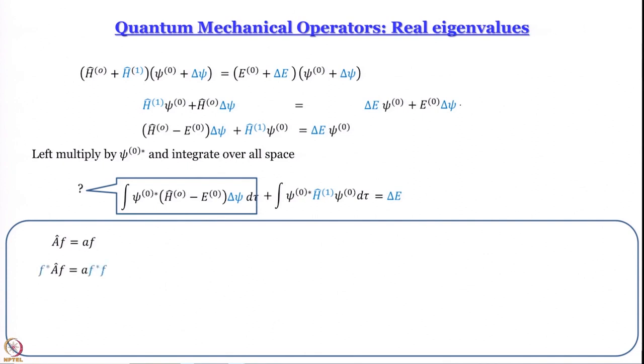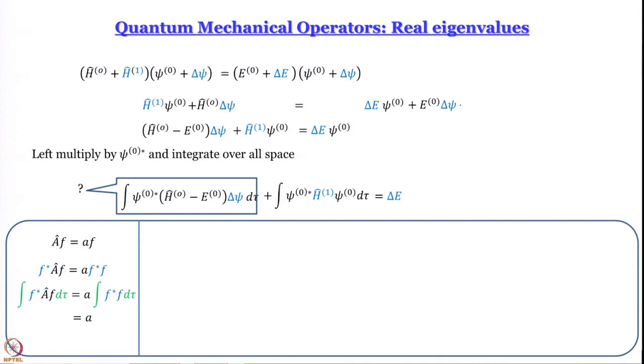We are going to left multiply by f star. So, we get f star A hat f equal to A multiplied by f star f. And then of course, we are going to integrate. When we integrate, left hand side becomes integral f star A hat f d tau is equal to A integral f star f d tau. Okay, A is a constant, so it will go outside the integration sign as we have discussed already. So, we already know what integral f star f is over all space, that is going to be 1 because f is normalized. So, right hand side simply becomes A.